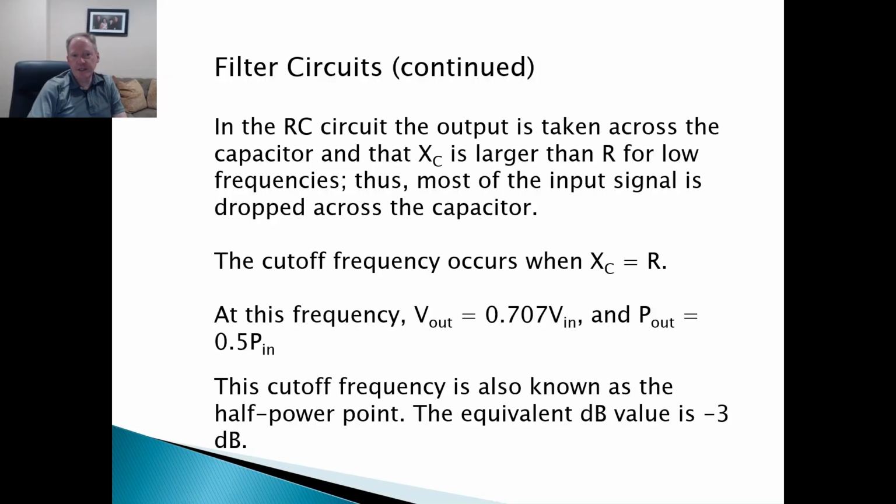Now, in the RC circuit, the output is taken across the capacitor, and X of C is larger than R for low frequencies. Thus, most of the input signal is dropped across the capacitor. And the cutoff frequency occurs when the capacitive reactance equals the resistance. So at this frequency, V out equals 0.707 of V in, and P out equals 1/2 the power. This cutoff frequency is also known as the half power point or the -3 dB power level.